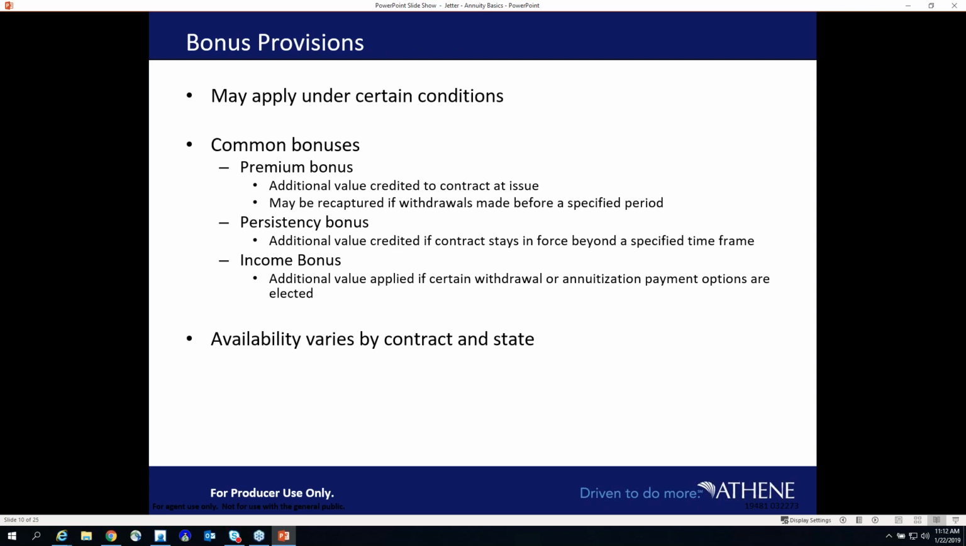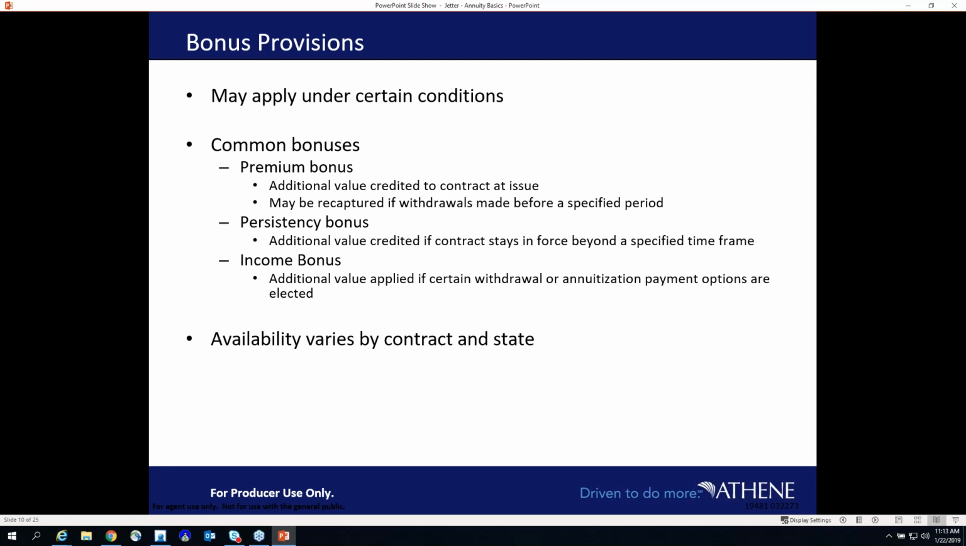Bonus provisions. There are many, many different possibilities for bonuses on annuities. They certainly can apply in many different circumstances. The common bonuses are a premium bonus, so additional value may be credited to the contract at issue. We have many different annuities where we can offer premium bonuses up to 15% here at Athene. Persistency bonuses are also out there, additional value credited if the contract stays in force beyond a specified time frame. Also income bonuses, so additional value applied if certain withdrawal or annuitization payment options are elected. Those are also available in different contracts.